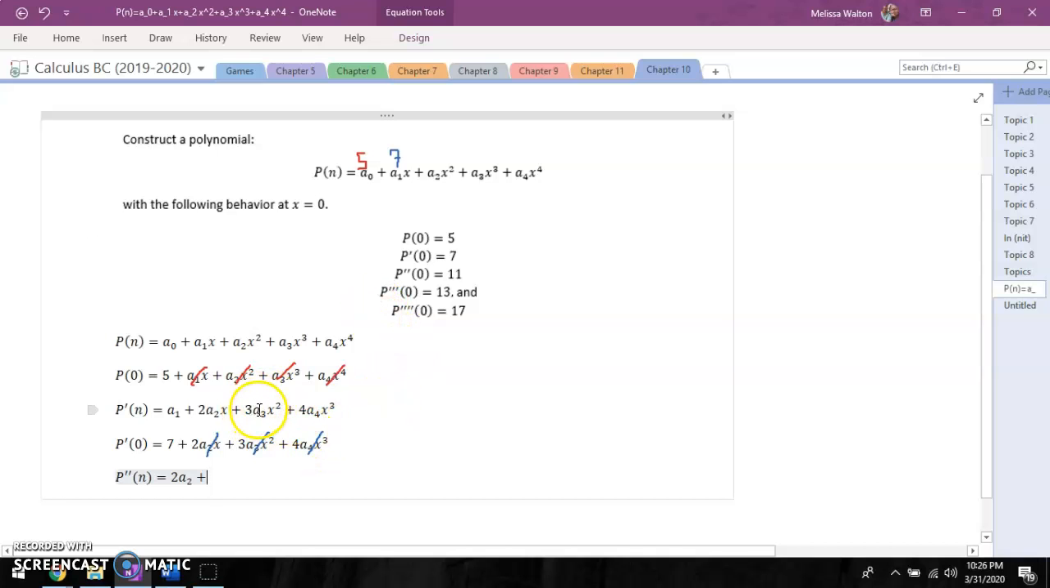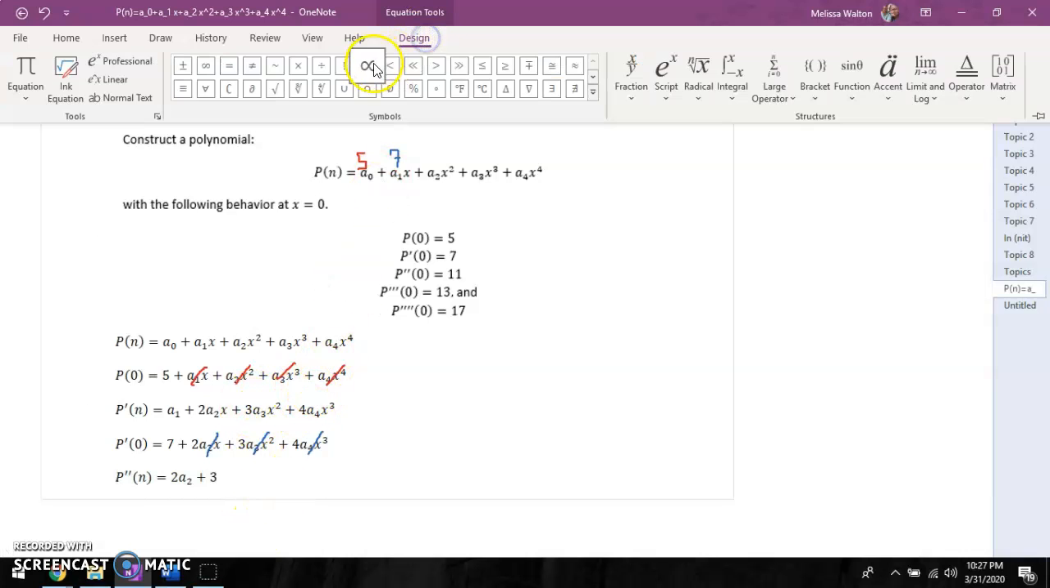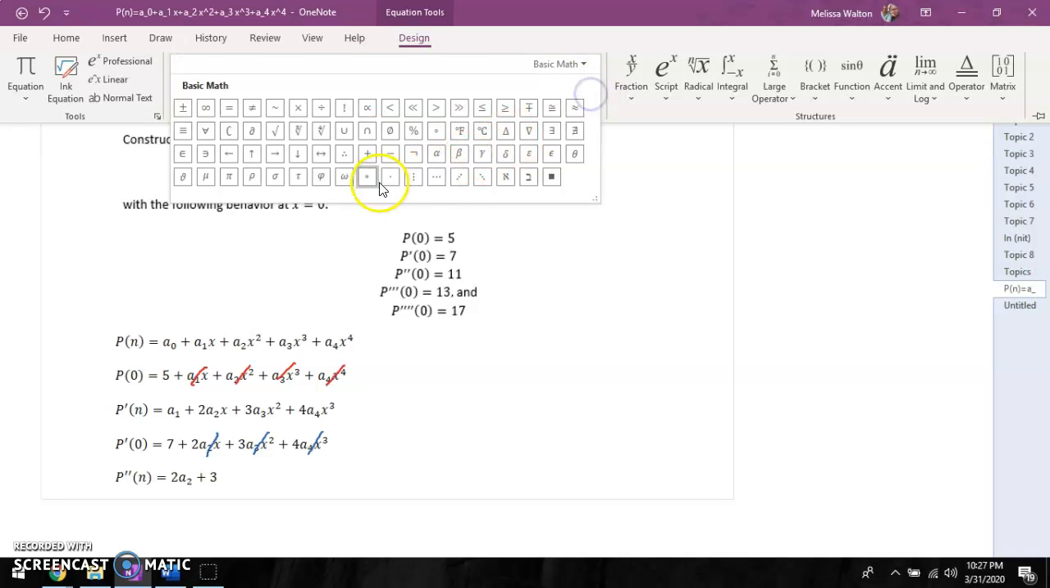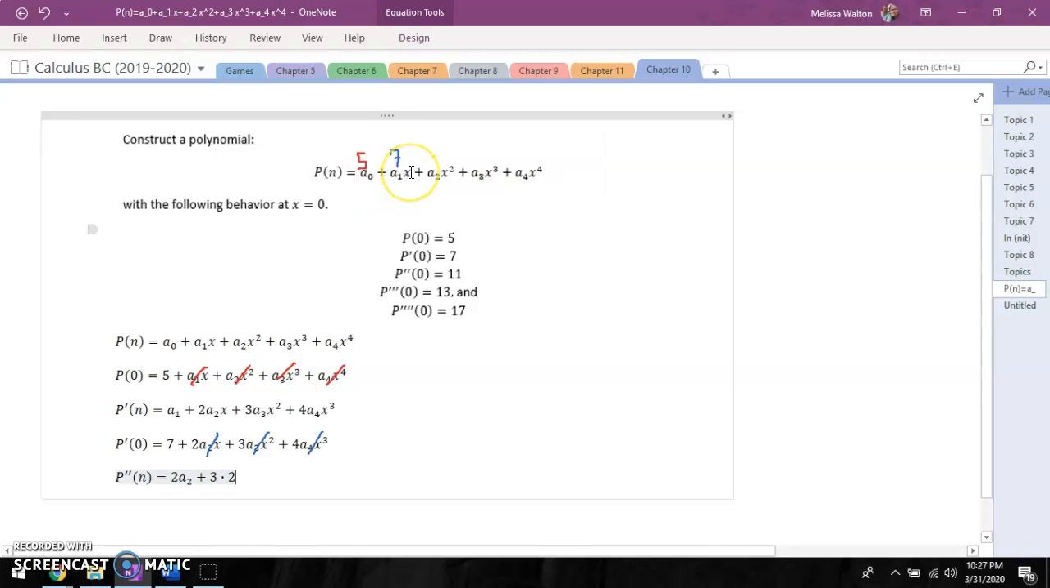All right, so I have 3a3x squared. Well, this 2 will come out in front. So I'll have 3. I know this is the part that's going to make you uncomfortable. You're just going to say it's 6. It's 6, Walton. I know it's 6. Calm down. There's a reason why I'm going to go ahead and leave it like that. So this will be 3 times 2x. All right, and the next one is going to be 4.